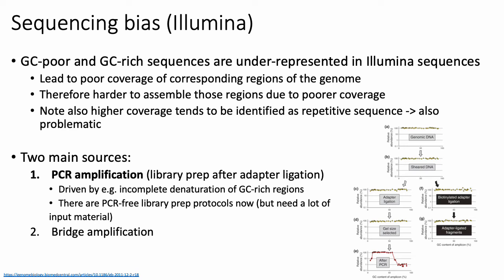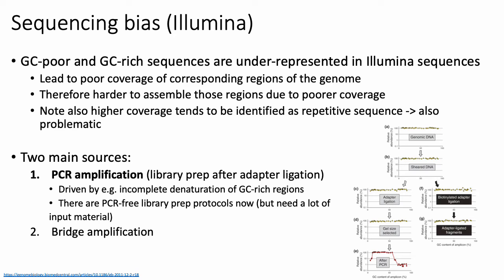And so obviously with poorer coverage, it's going to be harder to, for example, assemble those regions of the genome because you don't have reads corresponding to them. This also has an additional slight problem in that if you have poorer coverage of the GC-poor and GC-rich regions, that means that the regions that are sequenced might tend to get higher coverage, relatively speaking, in your data, which then might tend to lead to those regions being identified as repetitive or at least overrepresented in your data, which can also be a problem.